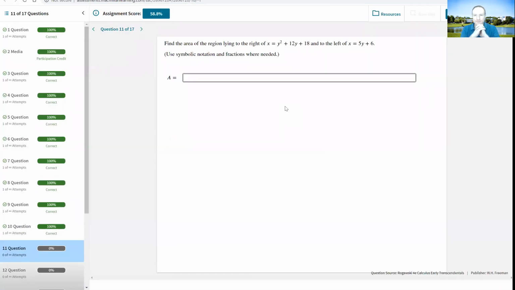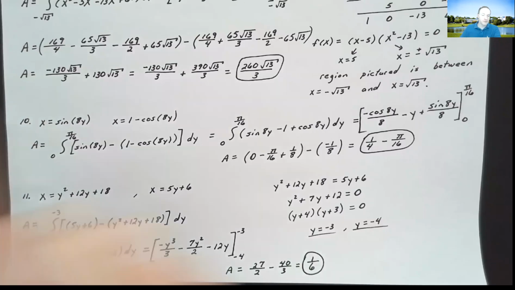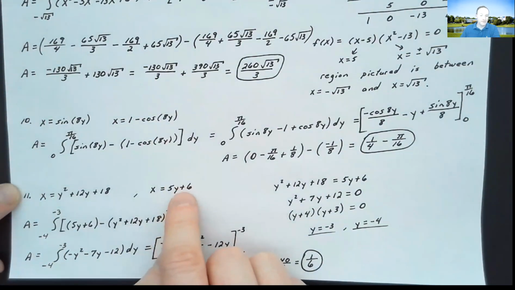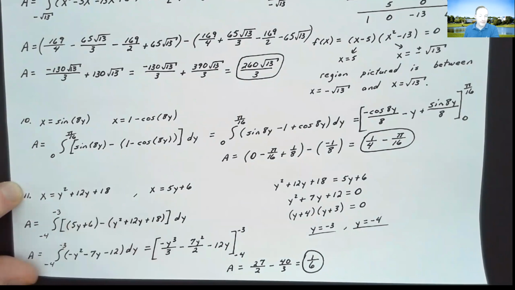For the next one here, it's asking me to find the area of the region lying to the right of x equals y squared plus 12y plus 18, and to the left of x equals 5y plus 6. So here's the work I did for that. They've already told us which function is the right-hand function and the left-hand function. They said the area is to the left of this function and to the right of this function. So you know the x equals 5y plus 6 is the right-hand function in this problem.